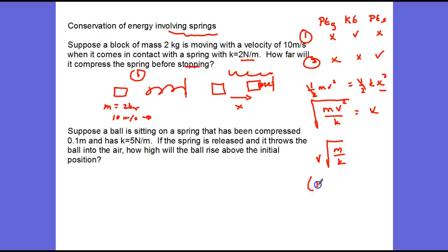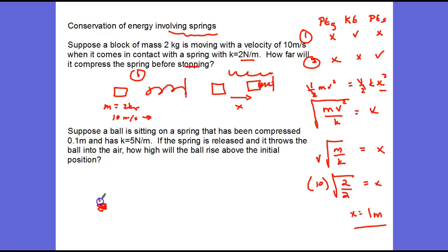The velocity is 10 meters per second. The square root of mass, 2 kilograms, divided by k. Oh, this works out nicely, which is also 2. And so 2 over 2 is 1, and the square root of 1 is 1. And so that tells me that x equals 1 meter, which is actually quite a long ways. It's a big spring.